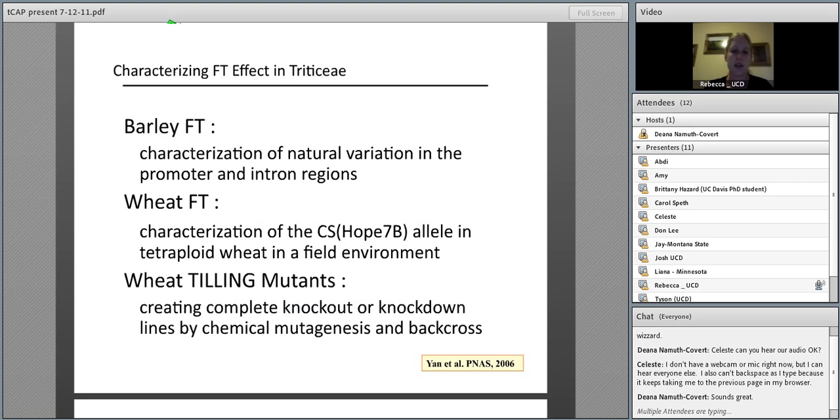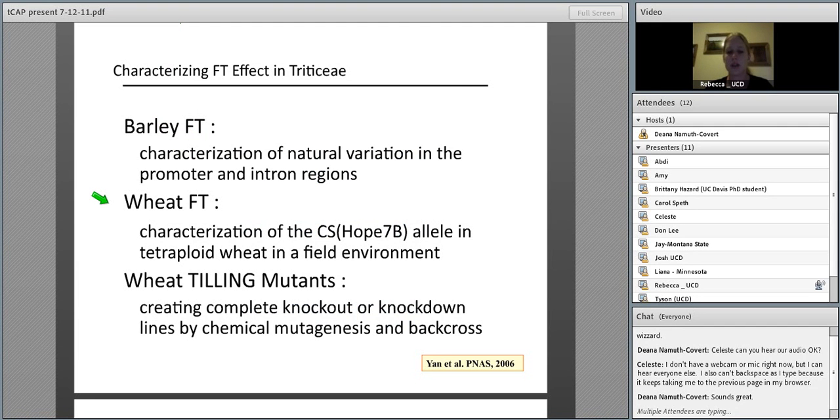So I've got three different directions that I'm going with characterizing the effect of FT in Triticeae. With barley, I'm trying to characterize some of the natural variation that we see in those promoter and intron regions. We have nine SNPs that we've identified that are linked in the promoter, and then two that are identified in the intron. I'll discuss a few populations that I've worked on looking at the effect in different backgrounds with those different promoters and introns.